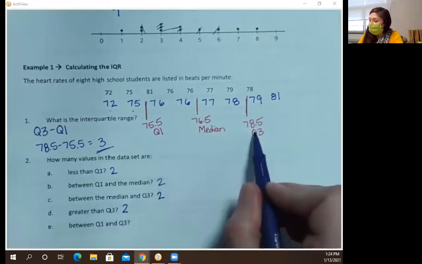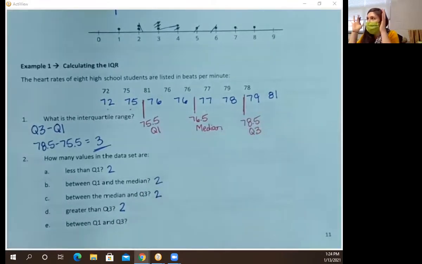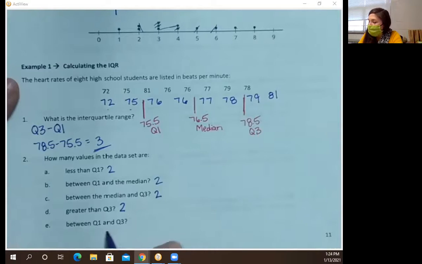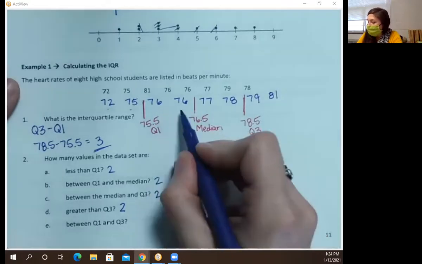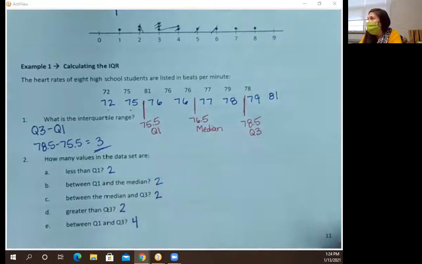Now that interquartile range, remember, is 2 of those fourths, or a half. So how many values are between Q1 and Q3? 1, 2, 3, 4. Since it's 2 quarters, it should be double what's in a quarter. Does that make sense? Okay. Questions for me on interquartile range?